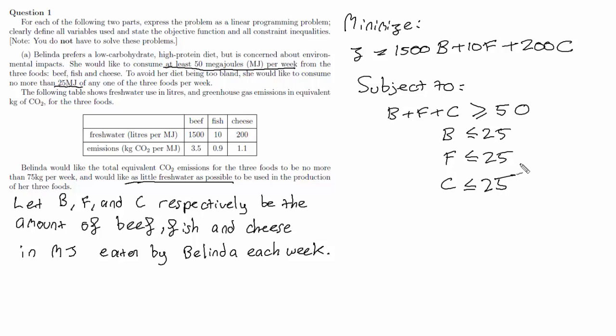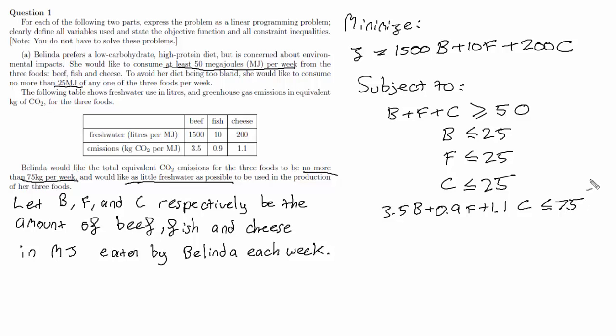It's nice and efficient. The next thing is below the table, she wants her emissions to be no more than 75 kilograms per week. No more than that. So we've got 3.5 for beef, plus 0.9 for fish, plus 1.1 for cheese. It needs to be less than or equal to 75.